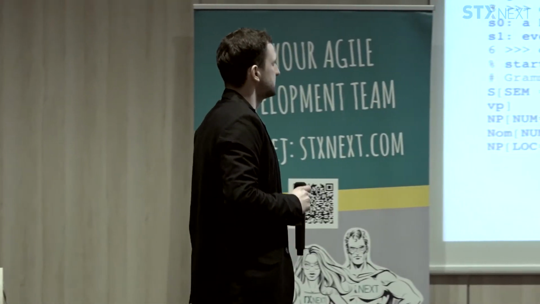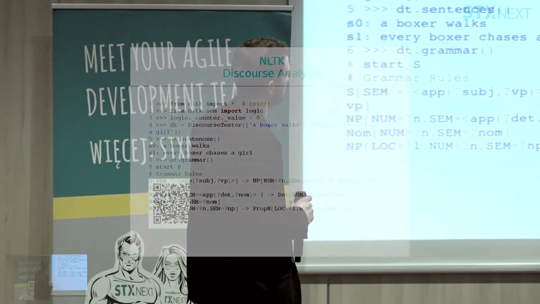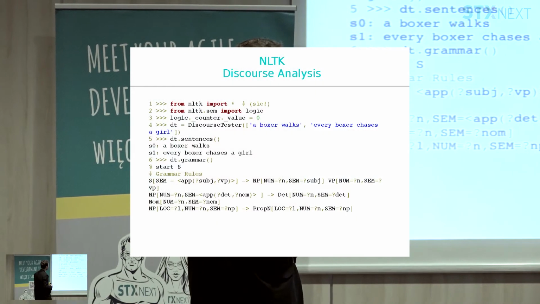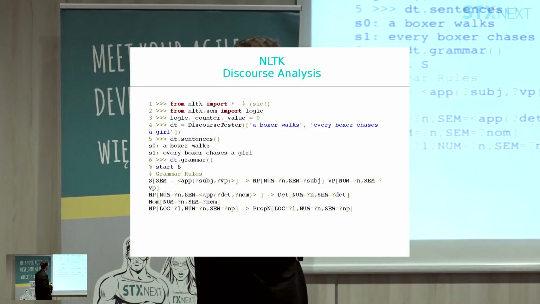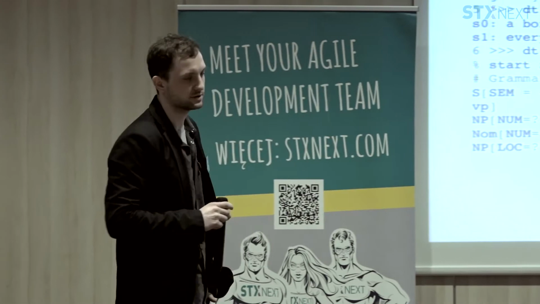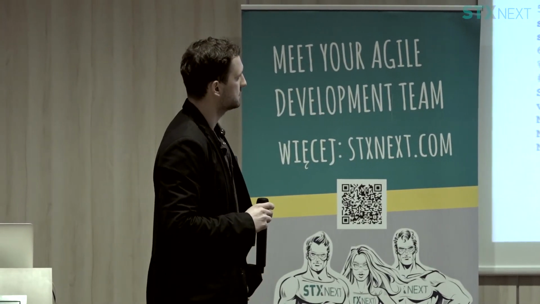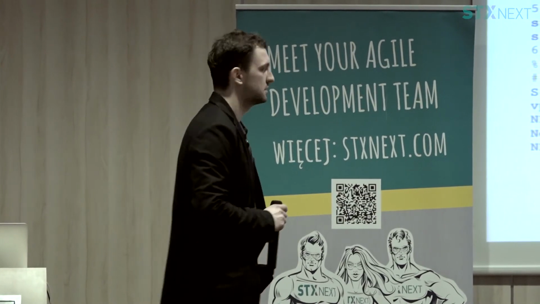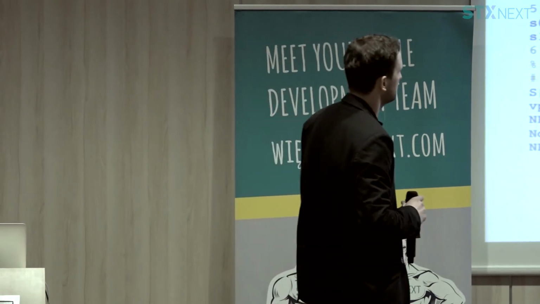Another code example, I hope you can still bear with me. This will be a bit easier. So let's take another example, which is kind of similar to the one I've just mentioned. A boxer walks, and every boxer chases a girl, right? Let's not get too much into the code, but let's just say that we use a tool from NLTK, DiscourseTester, which can do all the processing, all the listing, all the reasoning for us. And let's see how it works.